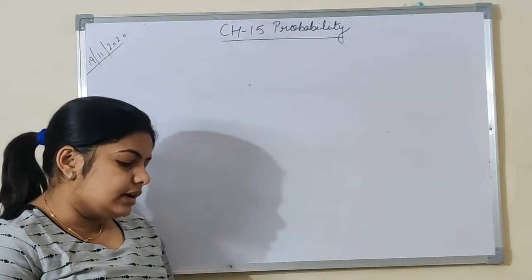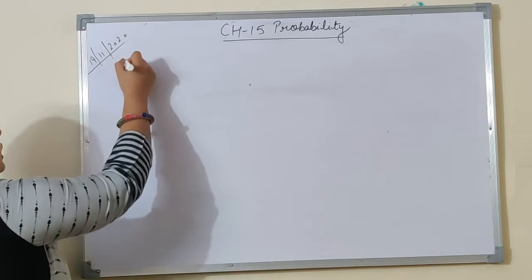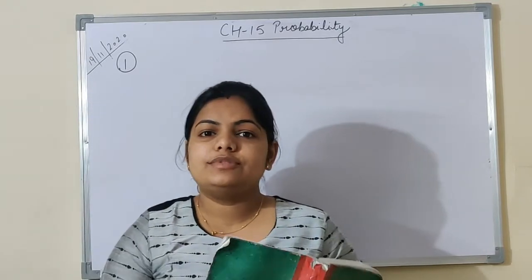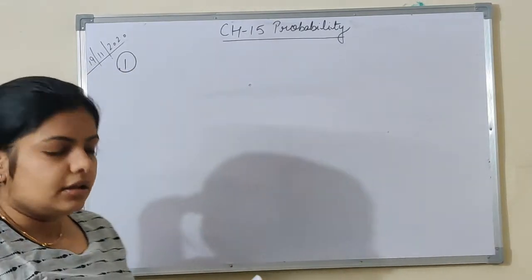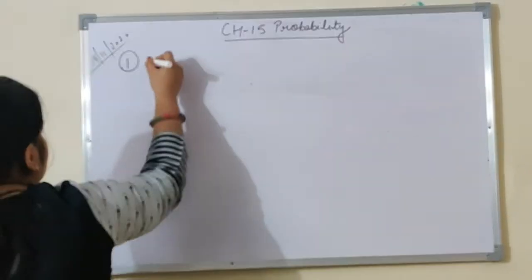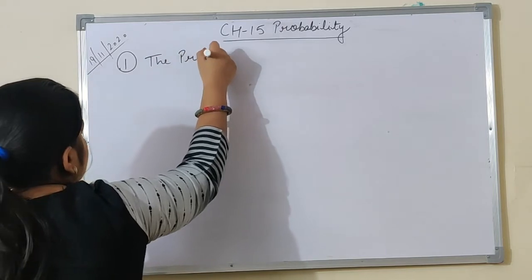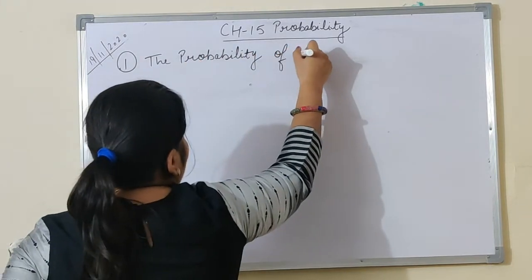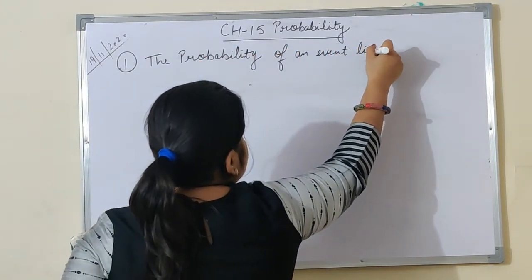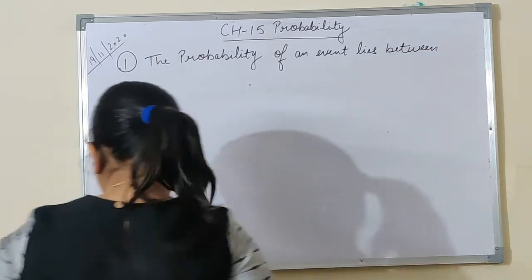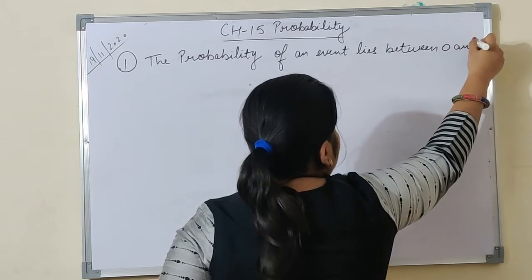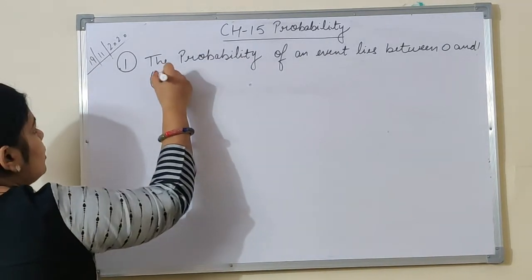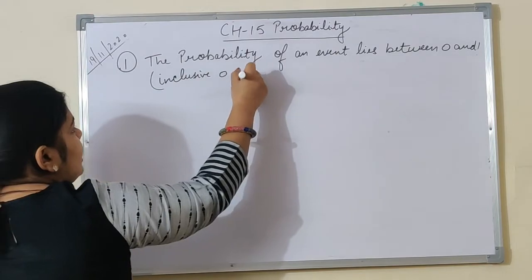Here, first of all, I am writing some points regarding probability. As I told you earlier the meaning of probability, now I am just telling some facts regarding probability. Our fact number one is that the probability of an event lies between 0 and 1, where 0 and 1 are inclusive.